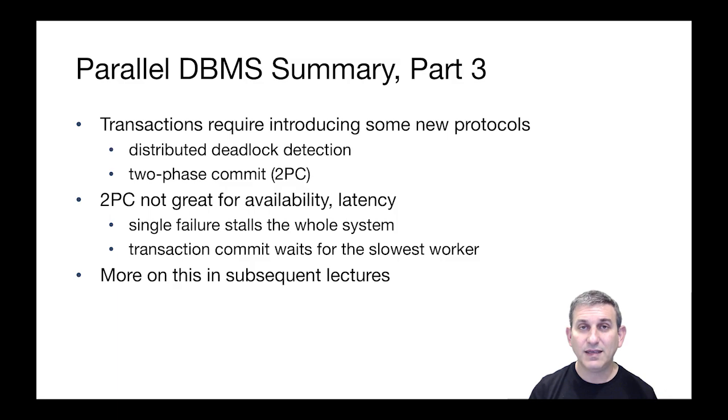I'll comment in advance of that time that two-phase commit is not a great protocol for the availability of a distributed system or the latency of a distributed system. So if we have a parallel machine like this and one of the nodes goes down, two-phase commit can cause us a lot of problems. A single failure will stall the whole system, but even if it's not a failure, it's just a slowdown, then transaction commit can wait for the slowest worker, a straggler. So we'll talk about that more when we get to two-phase commit.